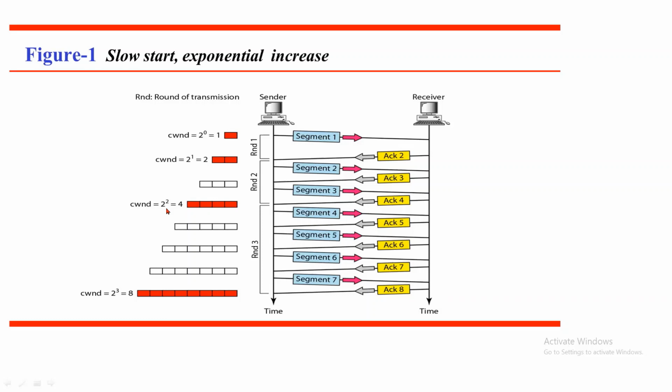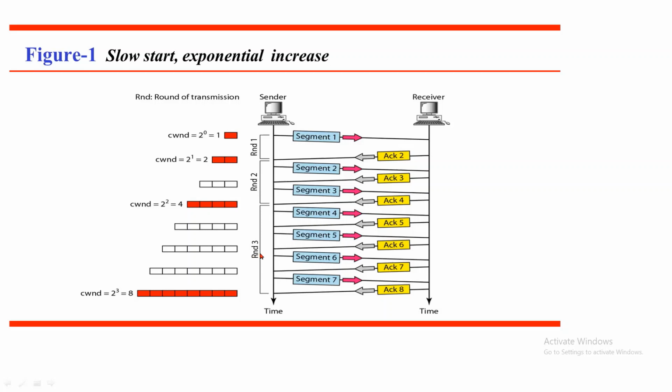Which means 4 segments can now be sent by the sender. So now it sends segment 4, segment 5, segment 6, and segment 7. And for segment 4, acknowledgement 5 is sent. For segment 5, acknowledgement 6 is sent. For segment 6, acknowledgement 7. For segment 7, acknowledgement 8 is sent.